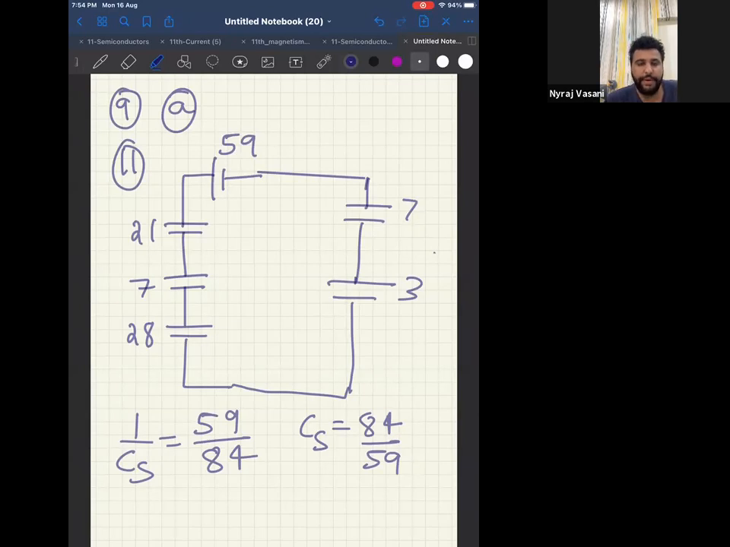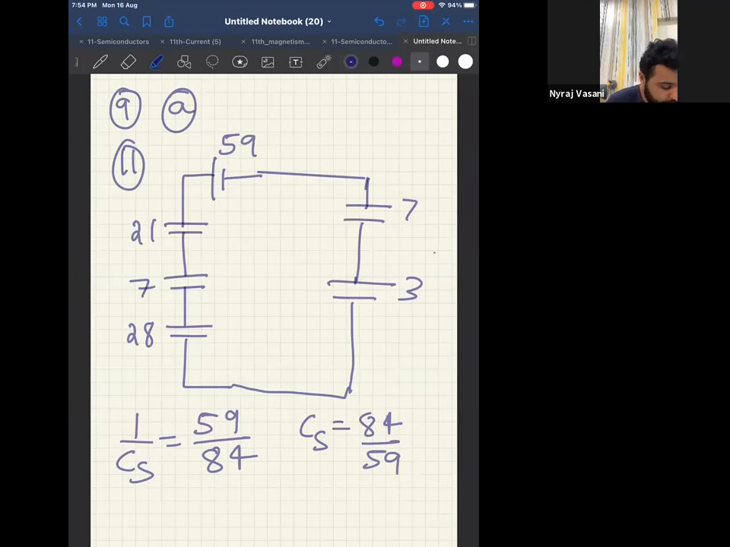Okay. Tell me, are you getting CS is equal to 84 by 59? Yes. Now, the question is not to find CS. What is the question? Check. After the switch S is closed and steady state is attained, the potential difference in volt across the capacitors of the plate A.